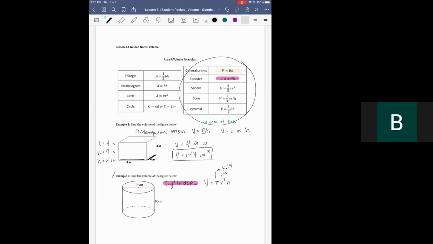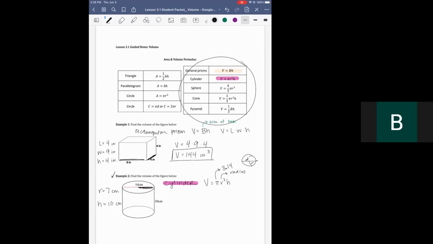R is the radius. So if I'm thinking about a circle, all the way across is the diameter. Halfway across is our radius. And then H is our height. So I'm going to identify the radius here. All the way across is our diameter, so that's going to be 14. We just want the radius, though. We want halfway across. That's going to be half of 14, which is 7. And the height they've given us is going to be 10.